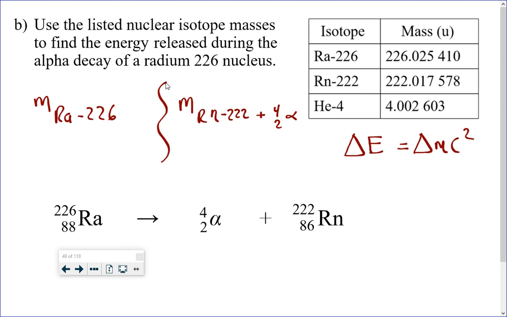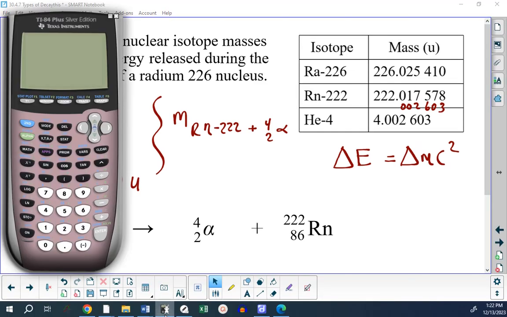Okay, well, the mass of the radium-226 is 226.025410 atomic mass units. We don't need to calculate anything. The mass of the radon and the helium, I better use my calculator. The mass of the radon-222 and the helium nucleus, which is an alpha particle, is 222.017578 plus 4.002603. Double check everything, 017578. I think it looks okay.